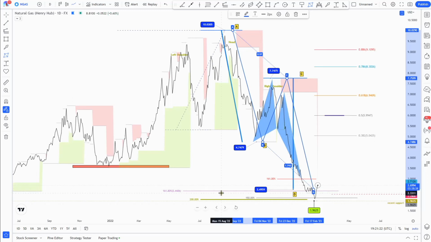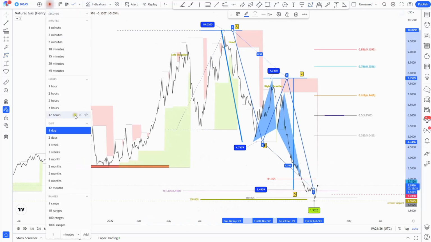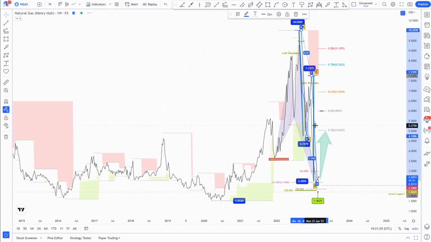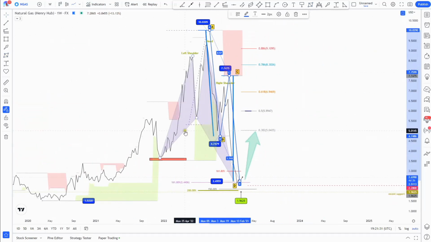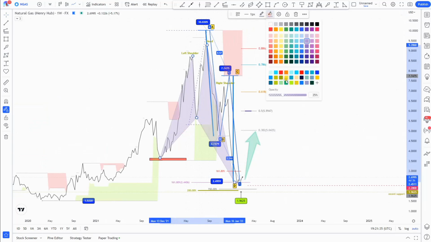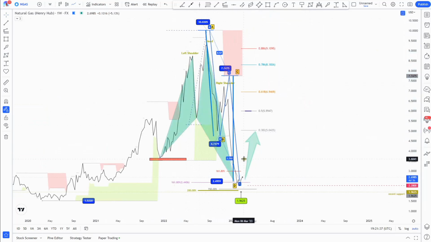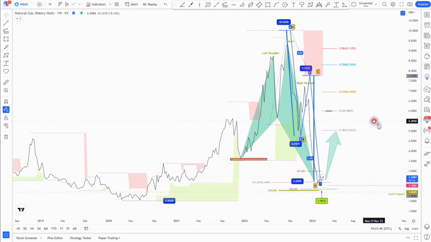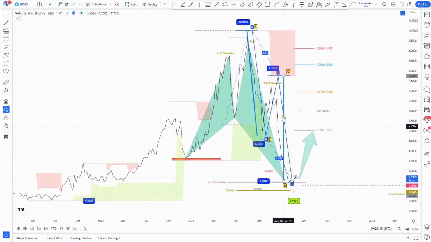But that also helped the formation of the major shark pattern that I posted before. This shark pattern, let me change the color to something more. This green shark pattern completed at the golden Fibonacci extension 2.49. So after the formation of that pattern, we do expect a bounce. After the formation of that symmetry or the symmetrical ABCD pattern, we do expect a bounce.